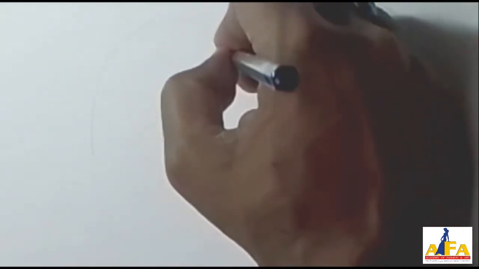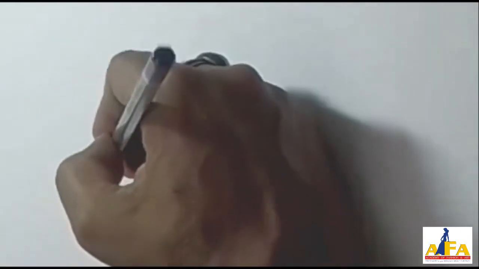Today's topic is human head study or human feature study. Right now I am making an oval. Try to draw a perfect oval. An oval is this, just like an egg. This is our step number 1.